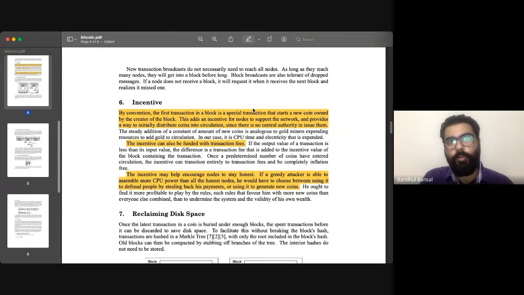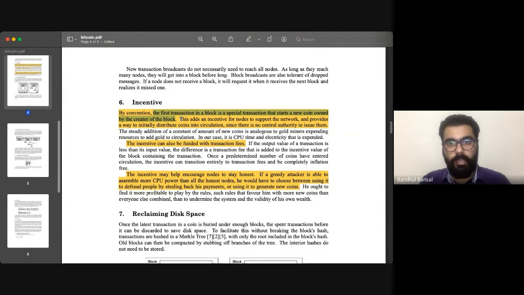The next topic we'll talk about is incentive. By convention, the first transaction in the block is a special transaction that starts a new coin owned by the creator of the block. In this particular section, what Satoshi has talked about are the various incentives that are provided to the nodes, right? So that they stay honest, as well as they stay committed to mining.